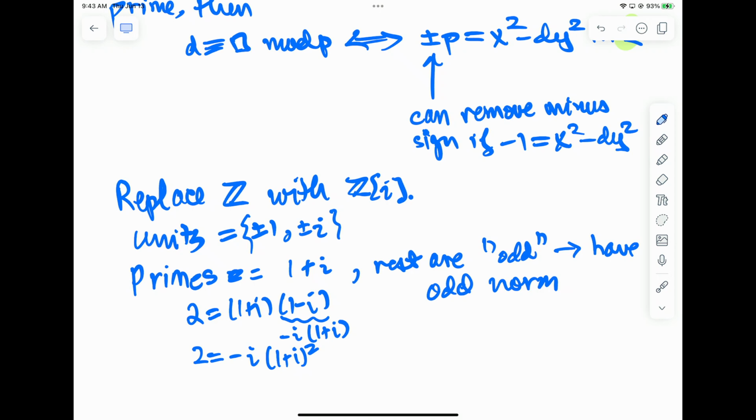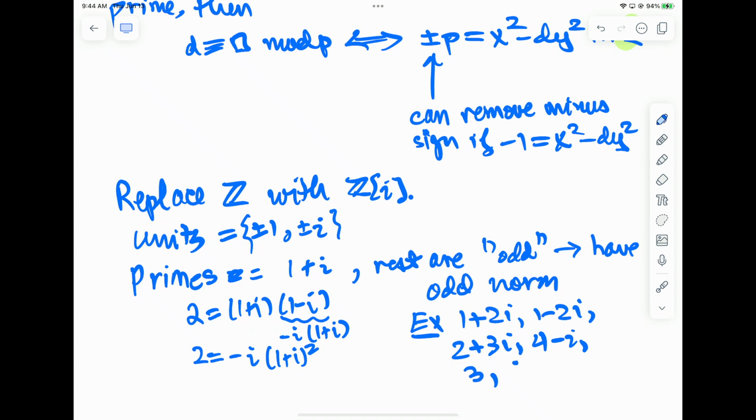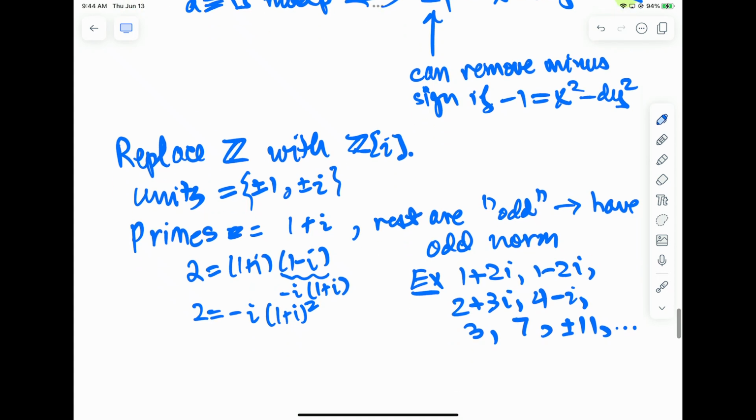Okay, the norm of a plus bi is a squared plus b squared, and so all the other primes. Some examples of such primes: 1 plus 2i, 2 minus i (well, that's actually a unit multiple of the previous one, that was ridiculous), 1 minus 2i, 2 plus 3i, 4 minus i. Some integers: 3 and 7, minus 11, or 11, doesn't really matter, plus or minus. Anyway, so those are the various primes in the Gaussian integers. How you determine that something really is a prime is a story I don't want to get into.